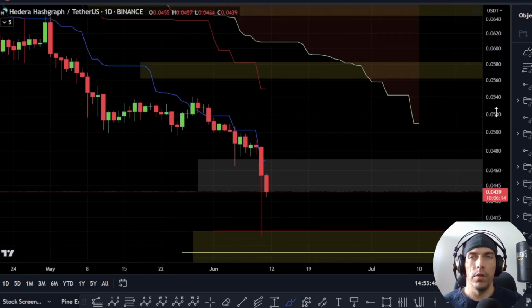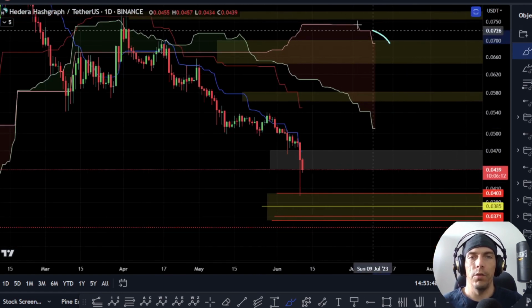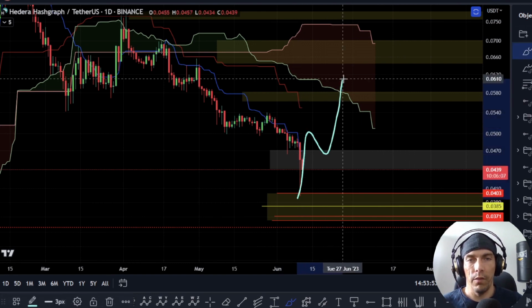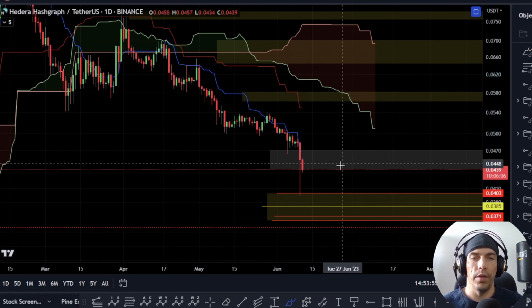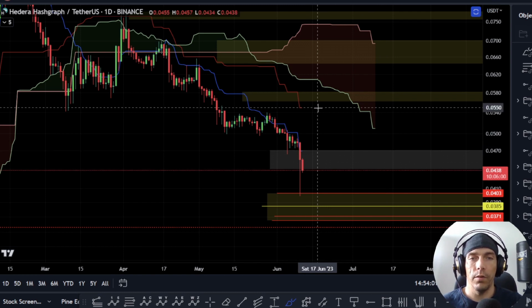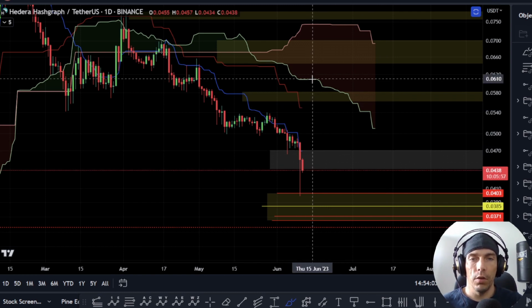Now, if we come onto the daily here, we can see the cloud is building up quite a lot above us. So if we do see a 3-wave move into this cloud, we need to be careful of that potential of rejection. The conversion line is currently sitting at this 470, baseline 550, top of the cloud or bottom of the cloud towards this 608.